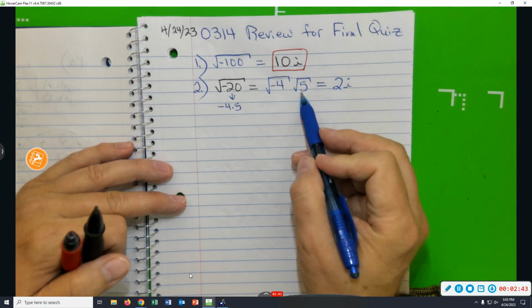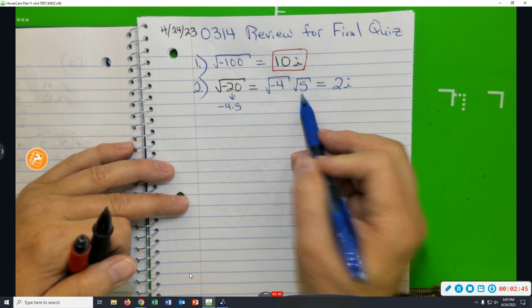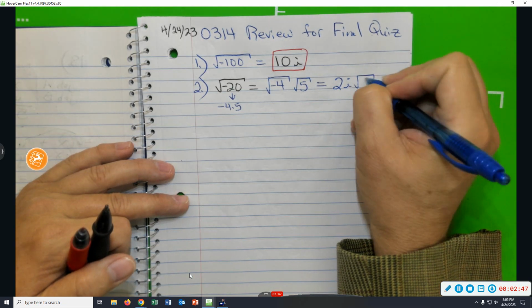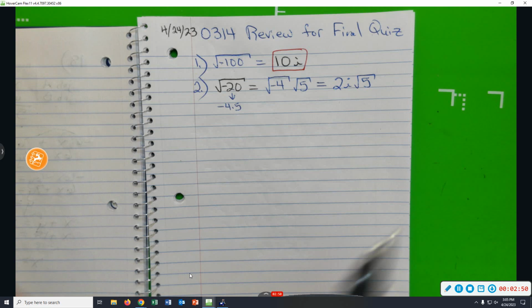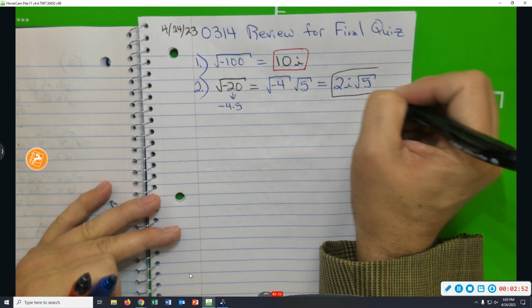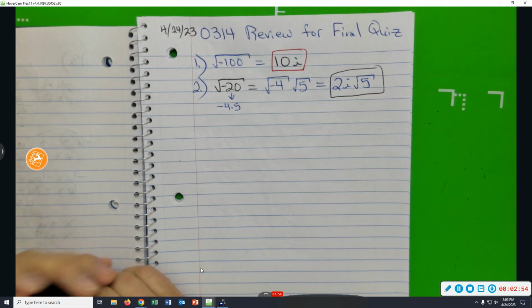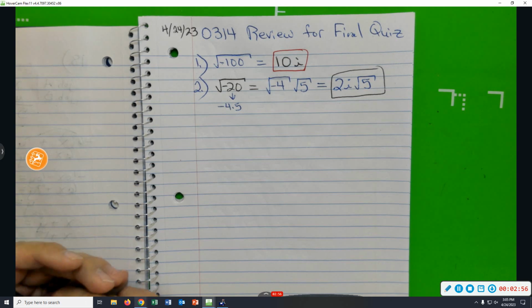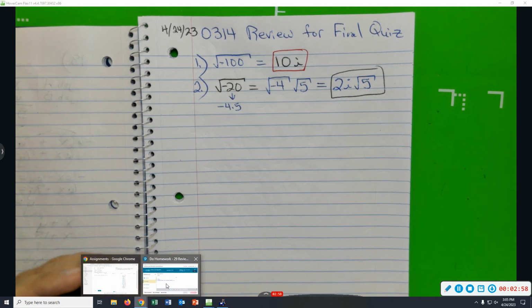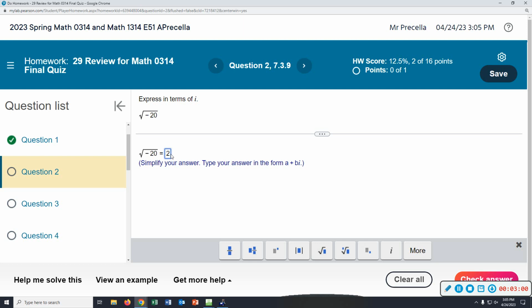What do we do with this thing here? Just bring it on over. So 2i square root of 5. Is this familiar? 2i square root of 5.